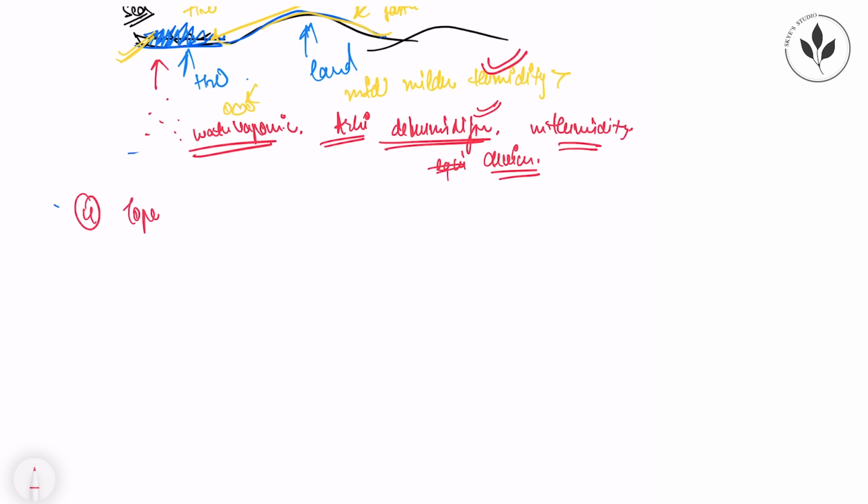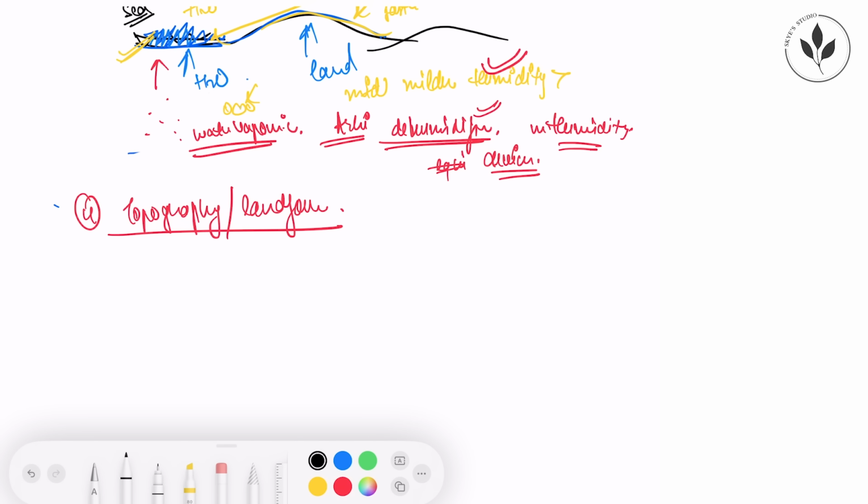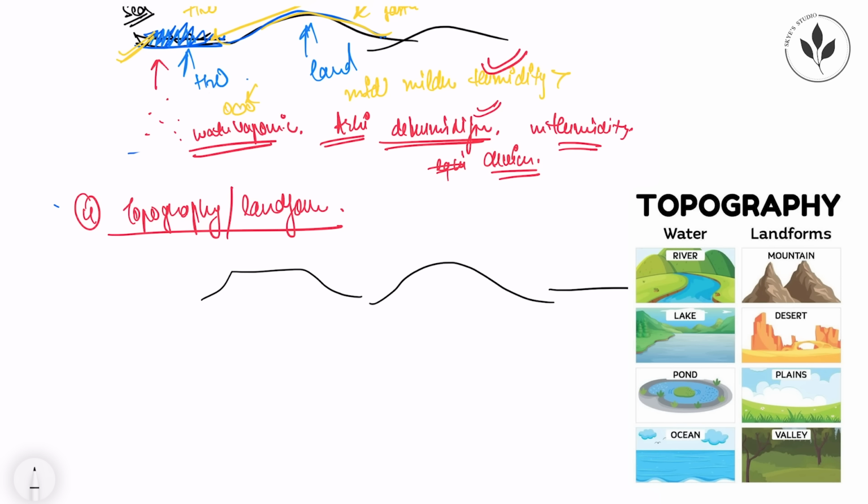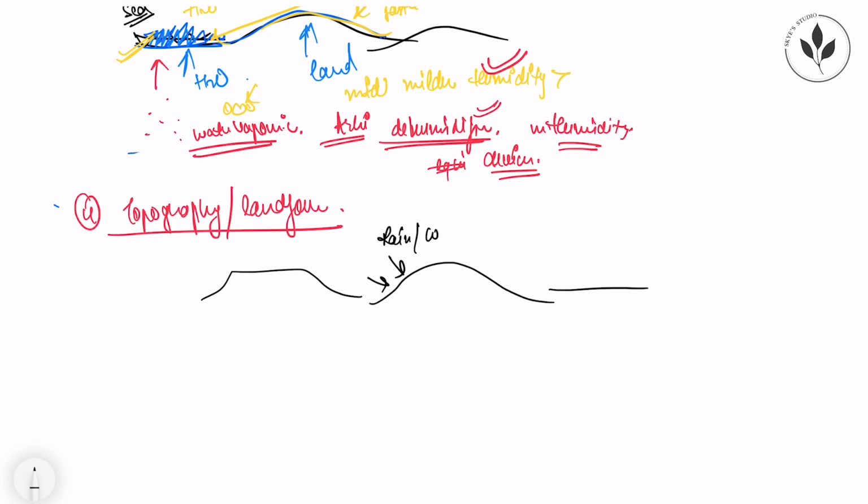Next type of climatic factor is topography. Topography, or you can say landform. Now by landform we mean either it can be a plateau, it can be a hill, or it can be plains. So usually these landforms can block your rains or winds, which can be in a positive way or in a negative way depending on the type of region.